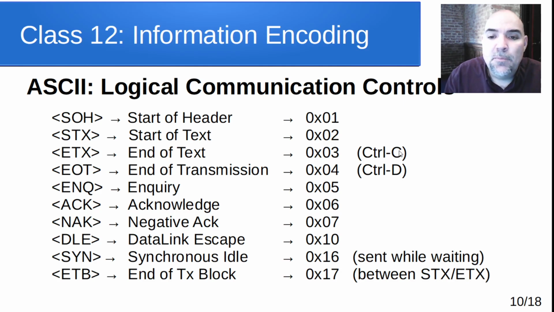So Control C would break out of what you're doing right now. Control D would cancel the entire thing or end the entire thing. And that's because that was end of transmission as an ASCII character. So just as an aside, you might wonder why they pick Control C, why they pick Control D for break and terminate.